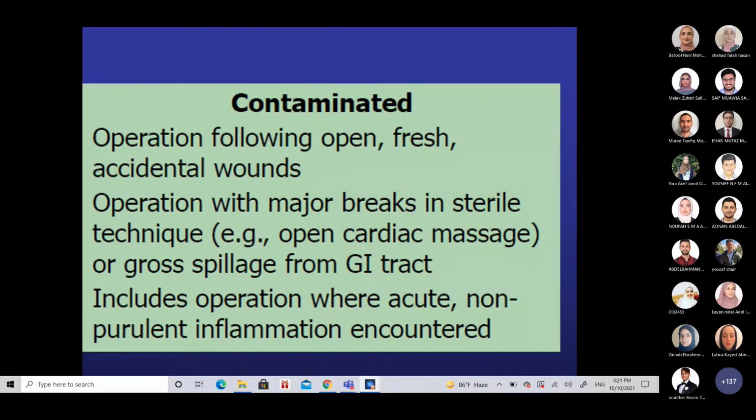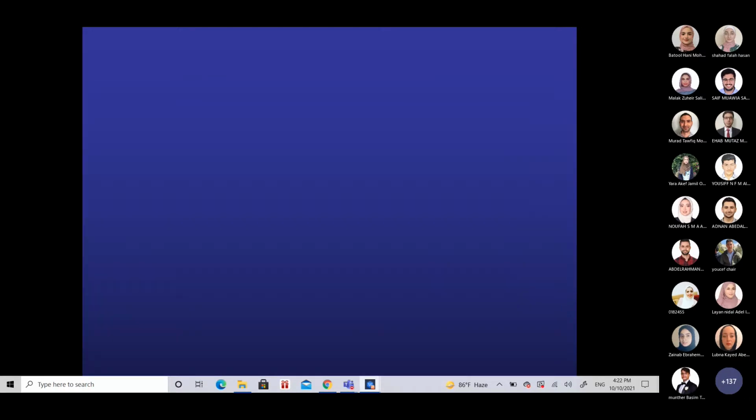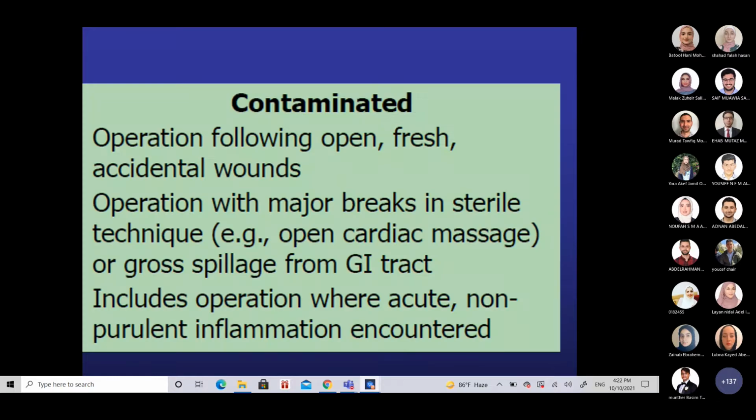Now, contaminated surgery is an operation following open, fresh, accidental wounds, or a major break in sterile technique, or entering of a hollow viscus with gross spillage from the GI tract or genitourinary tract, or acute non-purulent inflammation. All of these are examples of contaminated surgery. This is the second stage of contamination after clean contaminated. Also in this case we give prophylactic antibiotics.